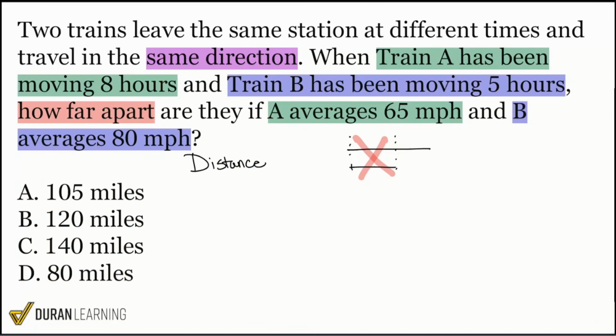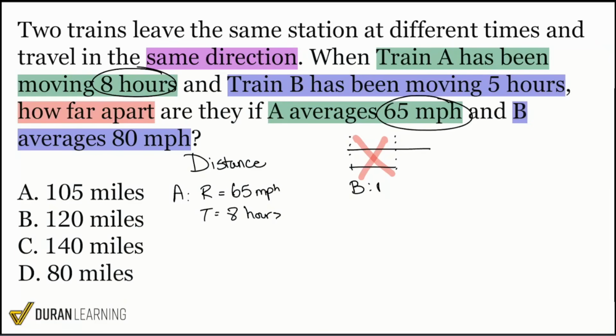So with that, let's take a look at train A. Train A, 8 hours, 65 miles per hour. Rate equals 65 miles per hour. Time, 8 hours. We also see train B. Train B, we have the rate being 80 miles per hour. And we also have that time being 5 hours. So let's calculate here, and then we will subtract. We'll subtract to, again, get rid of that common ground.